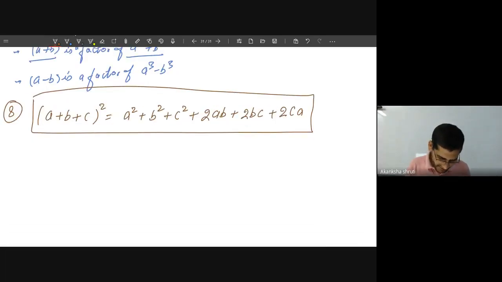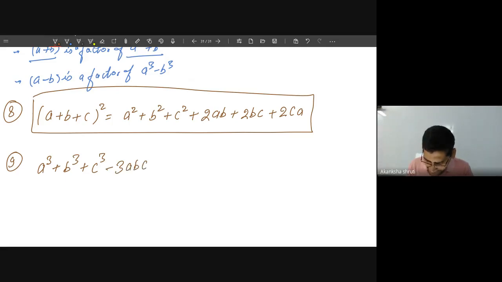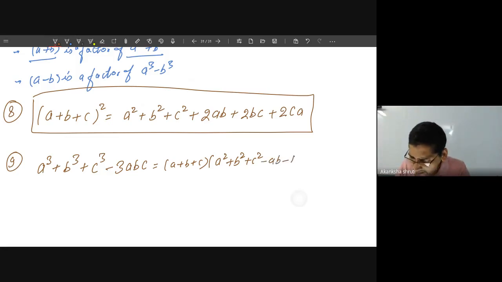The next identity, though it is now removed, but please keep in mind, is a cube plus b cube plus c cube minus 3abc. Here, minus 3abc is present. Then this can be factorized as a plus b plus c as one bracket, and the next bracket is a square plus b square plus c square. Then there is minus of ab, minus of bc, minus of ca or ac.